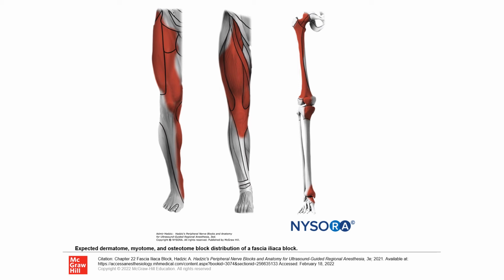The myotomal distribution is purely from blockade of the femoral nerve, as the lateral femoral cutaneous and saphenous nerves are purely sensory in function. Motor blockade results in quadriceps femoris muscle weakness. Therefore, the patient's going to have the inability to extend the leg at the knee joint. The osteotomal block covers the entire length of the femur, including the head, the neck, and the diaphysis. It also includes the patella, the proximal medial tibia, and the medial malleolus.